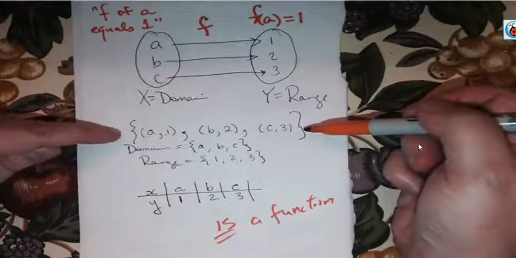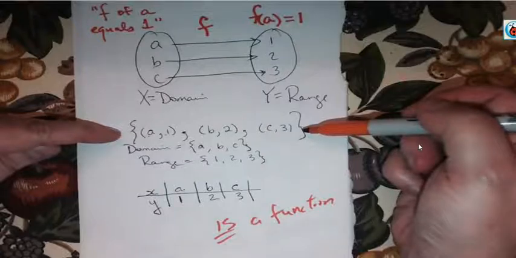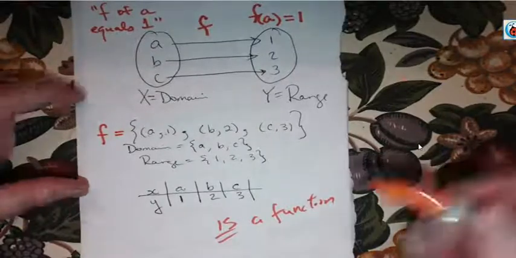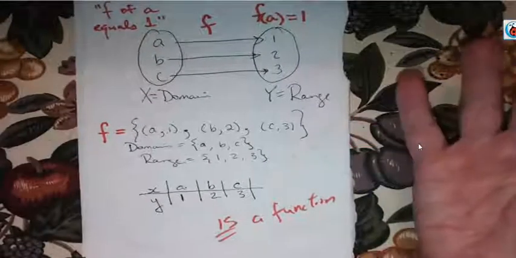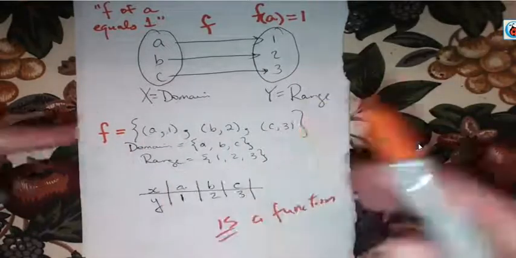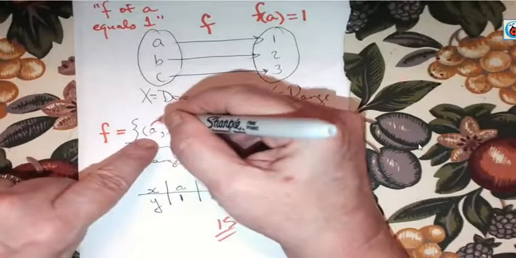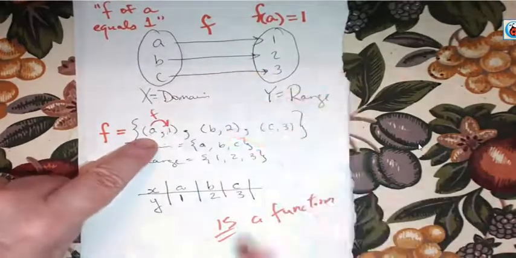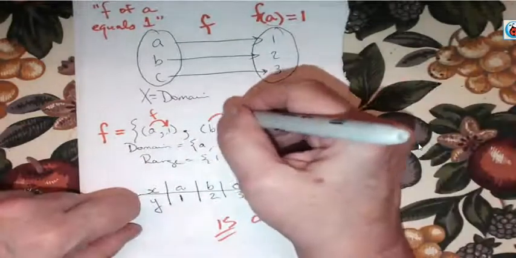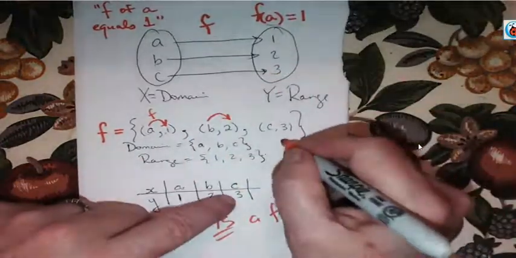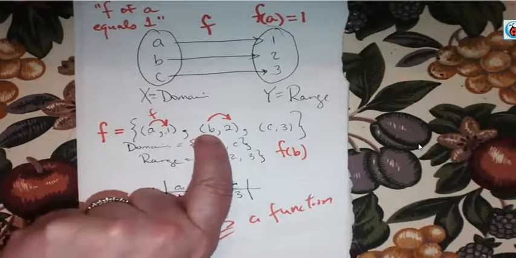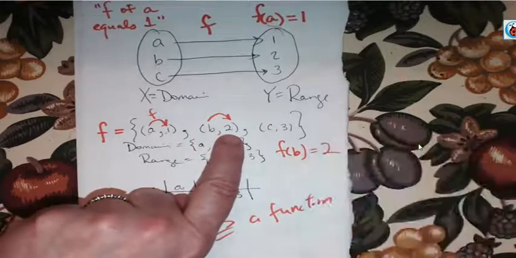If my function is given to me like this, and I can do that because this is a function, then if you're asked what is f evaluated at b, well, when it's like this, what f does is it always maps the first coordinate into the second coordinate. So f evaluated at a equals 1. If you were asked what is f evaluated at b, I can see f takes b in the first coordinate and maps it to 2.